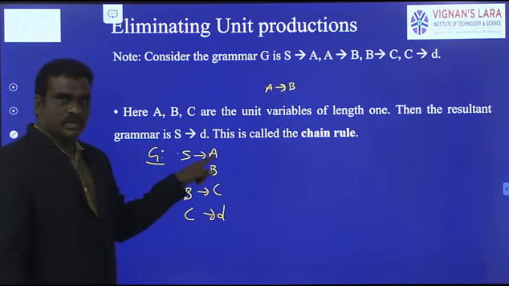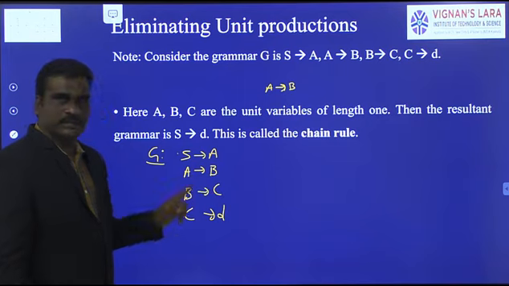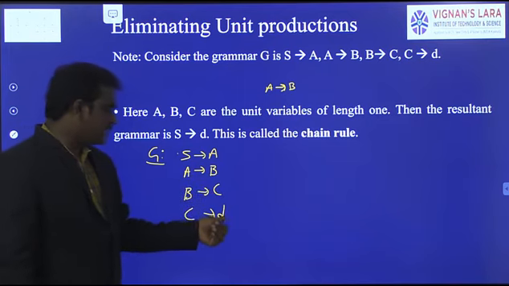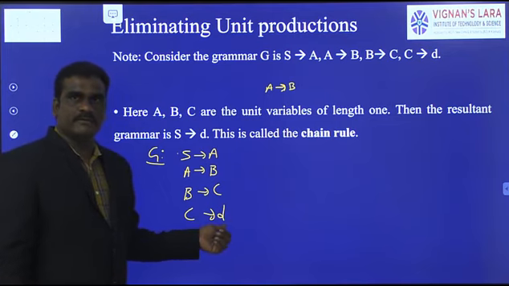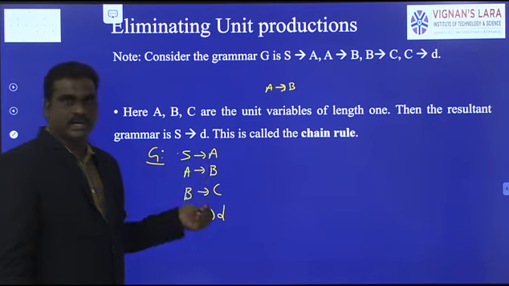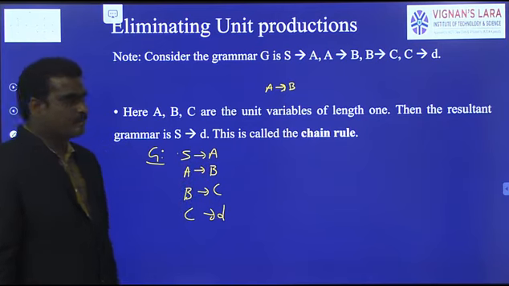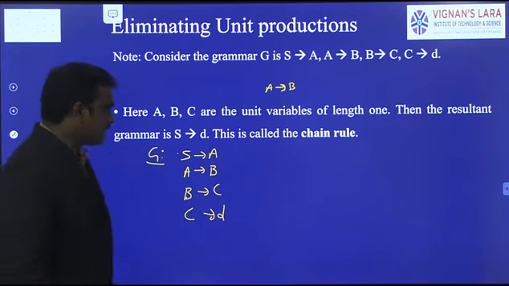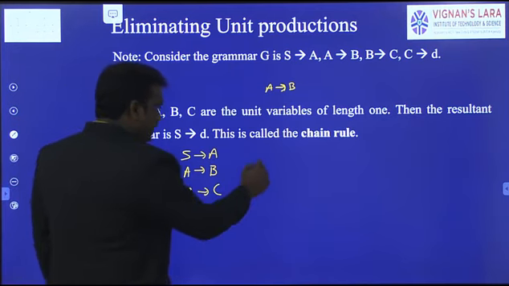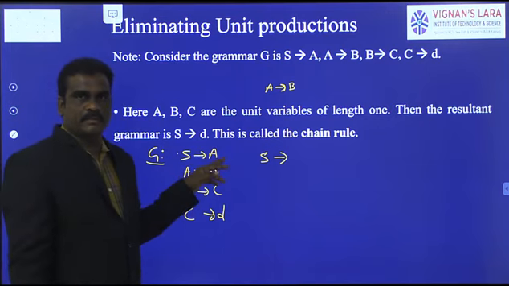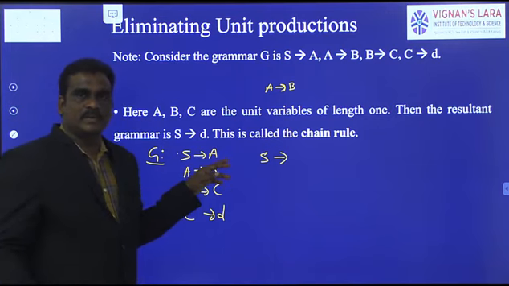Yes, both are variables. Here also both are variables. Whereas in this case, C to D, C is a variable, but D is not a variable. It is a terminal. So except the last production, the remaining 3 are unit productions. Suppose the productions are like this, S to A. What is A? A is a non-terminal. So how to eliminate the unit production?